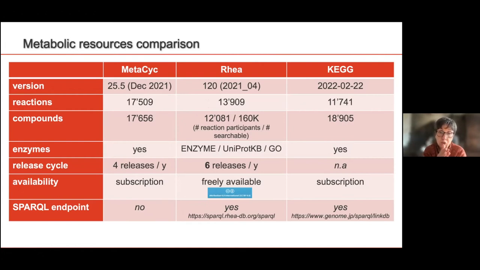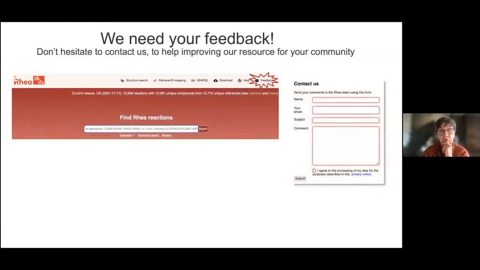But as I showed you, you can screen the full KB database. You can search for any KB ID. You can have an answer or no answer, but you can search for the full data set. For the enzymes, it will be the next presentation from Marie-Claude, who will explain in UniProt. KEGG has no release, whereas MetaCyc has 4, and for us it's between 4 and 6. And compared to the others, we are freely available. You don't need any subscription to access the data.